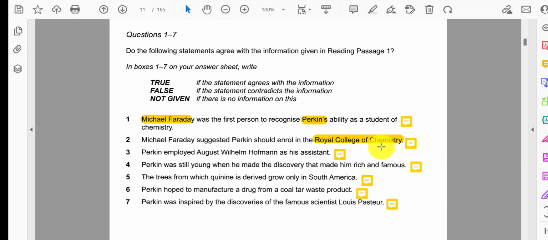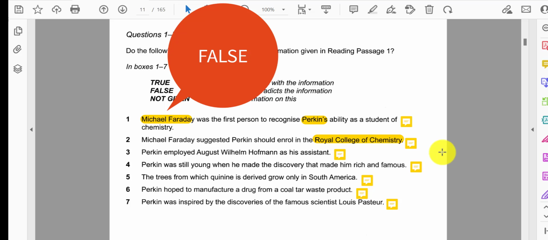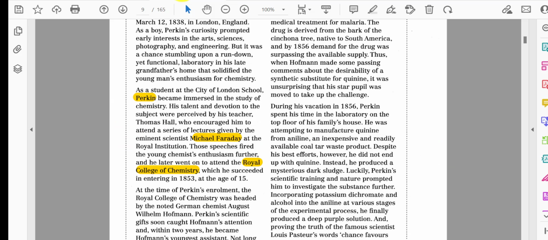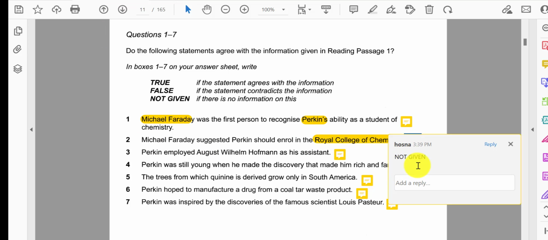Most students have difficulty understanding the difference between not given and false. Not given is used when the whole or a part of the statement is not present in the passage. False is used when the statement is in the passage, but in the wrong way. In question number 2, we can say that Faraday suggested or didn't suggest Perkin attend the Royal College of Chemistry. It is not mentioned in the passage, and so the answer is not given.